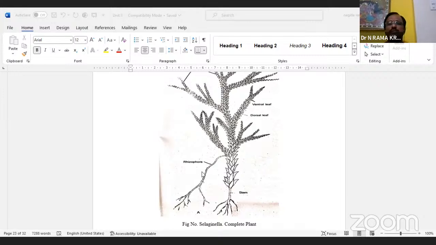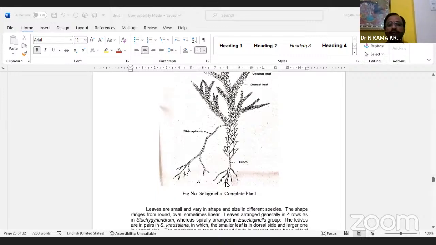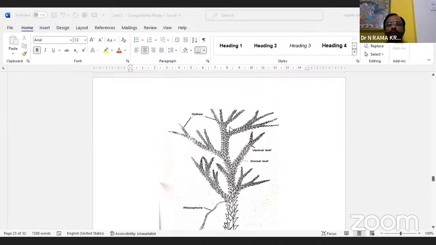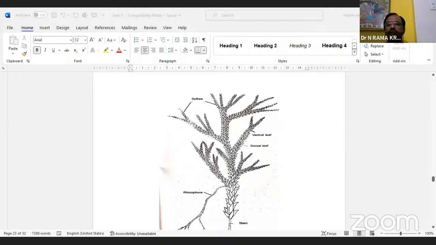It is also acting like a root. One branch comes and goes directly to the soil. That's why this special structure is there. Here these are the rhizoids, here it is the stem. But you see, all the leaves are not looking the same. Here is one type of leaf, and here also one type of leaf. Dorsal leaves and ventral leaves.